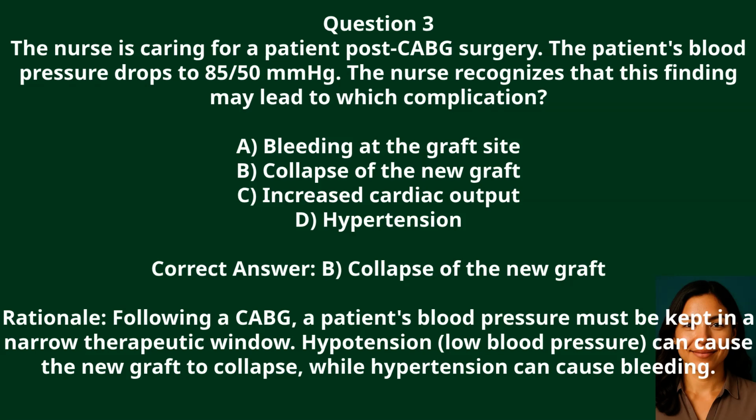Rationale. Following a CABG, a patient's blood pressure must be kept in a narrow therapeutic window. Hypotension, low blood pressure, can cause the new graft to collapse, while hypertension can cause bleeding.